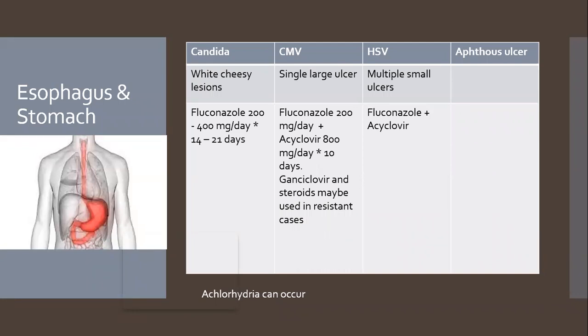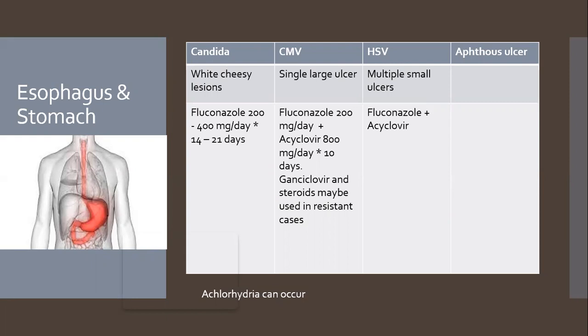Because CMV responds to fluconazole plus acyclovir. Always remember, fluconazole should be the treatment for all the esophageal lesions, irrespective of the presence or absence of Candida, because Candida will invariably be present. So acyclovir dose will be 800 milligram per day for 10 days. Ganciclovir is a family of acyclovir again. Steroids may be used in distant cases. So 4th indication of steroid in HIV is esophagitis.